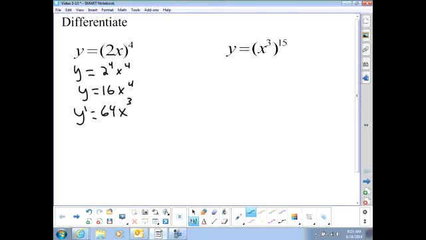Over on the right, we would have to rewrite y as x to the 45th. And then y prime would become 45x to the 44th.